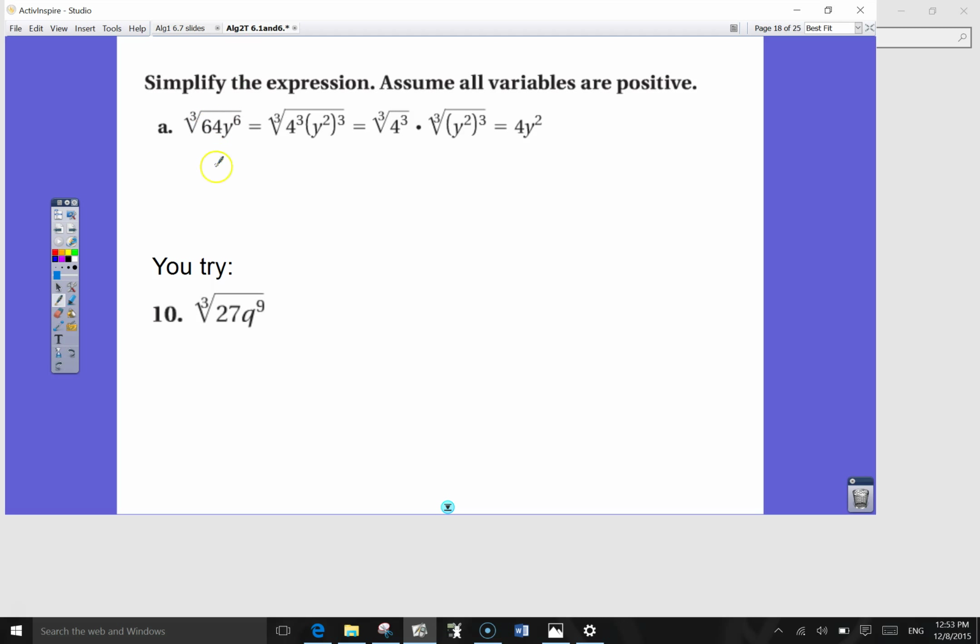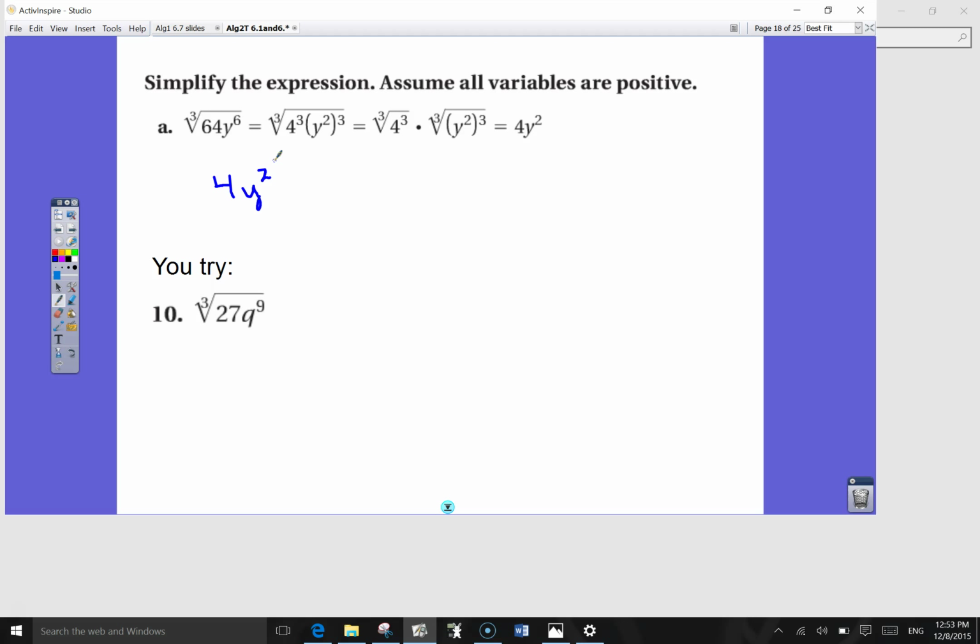The cubed root of 64, without writing that as 4 to the third, I know that that's 4. And the way I figure out how many of the variables come out is I divide. Take the exponent of 6 and divide by 3. 6 divided by 3 is 2. That means 2 y's come out. 4y squared.